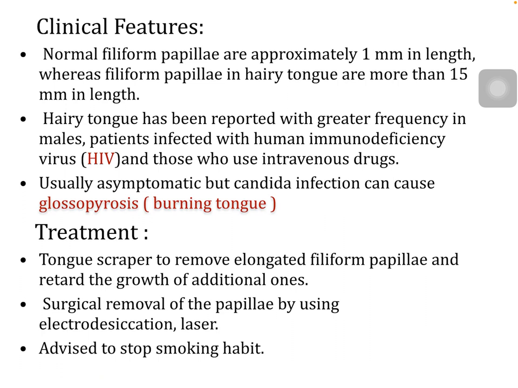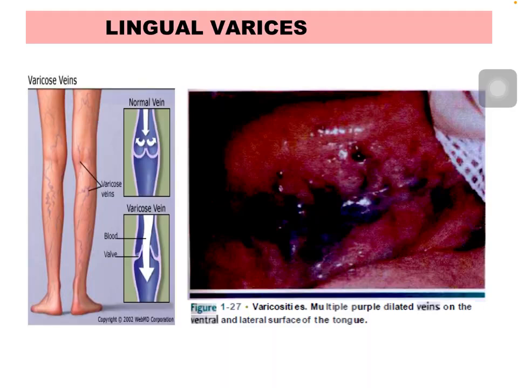Treatment includes simple use of a tongue scraper to remove elongated filiform fibers and retard additional growth, with heavy growers needing surgical removal of the papillae by using electrodesiccation or laser therapy. And the patients are always advised to stop the smoking habit.